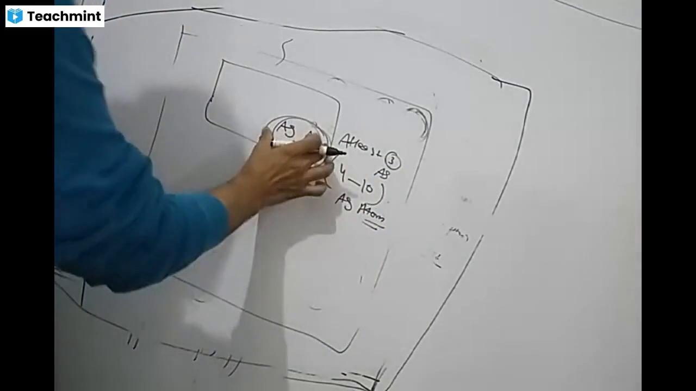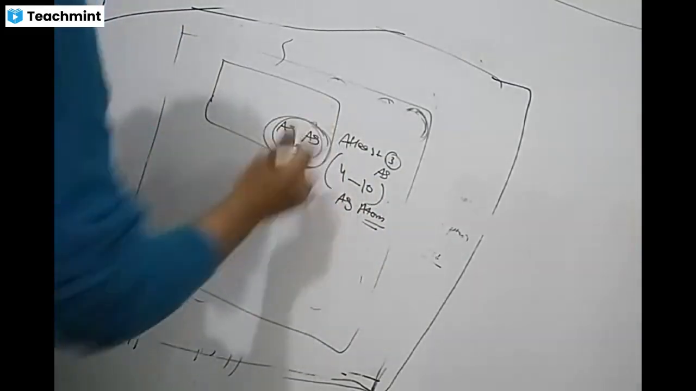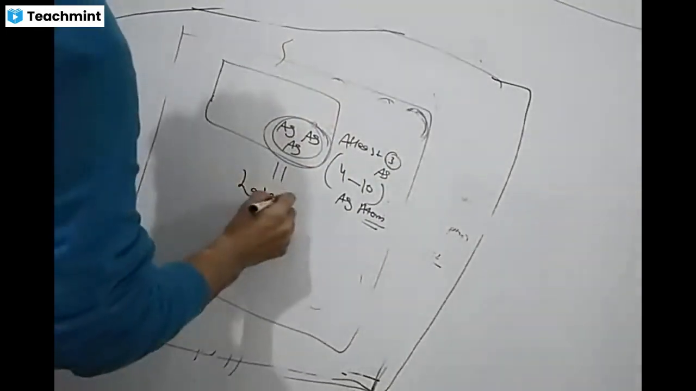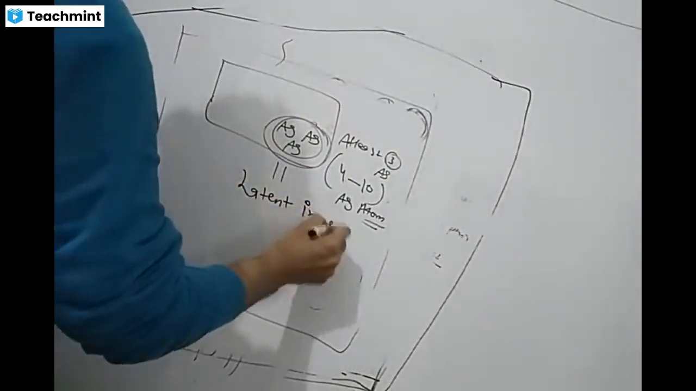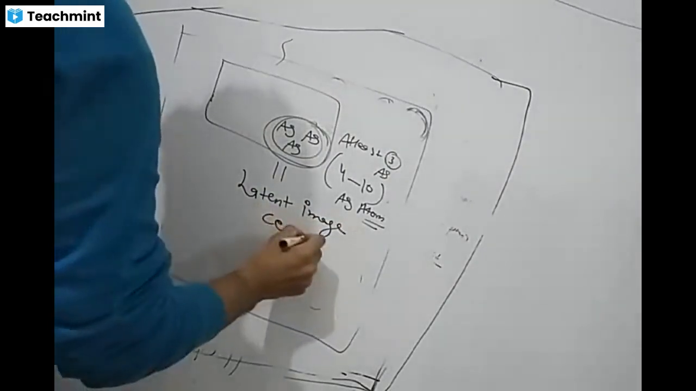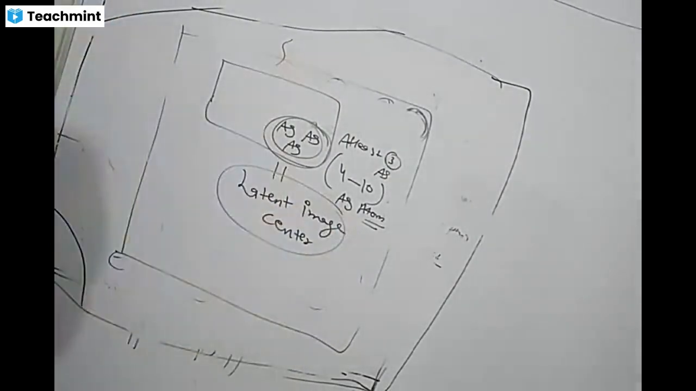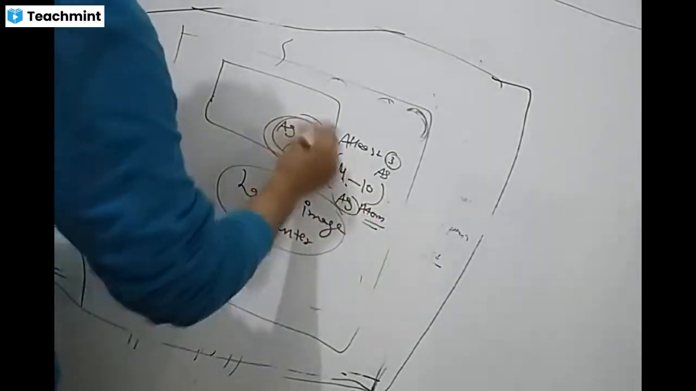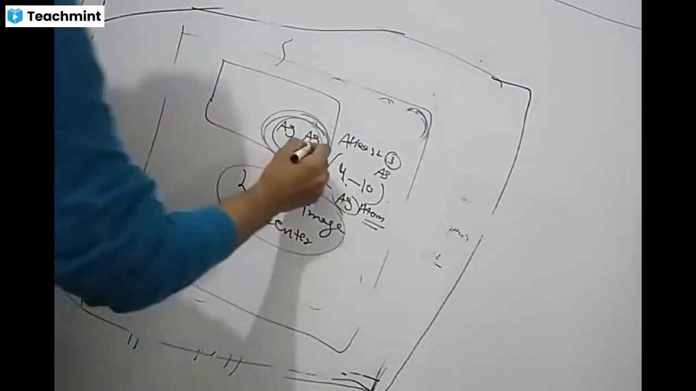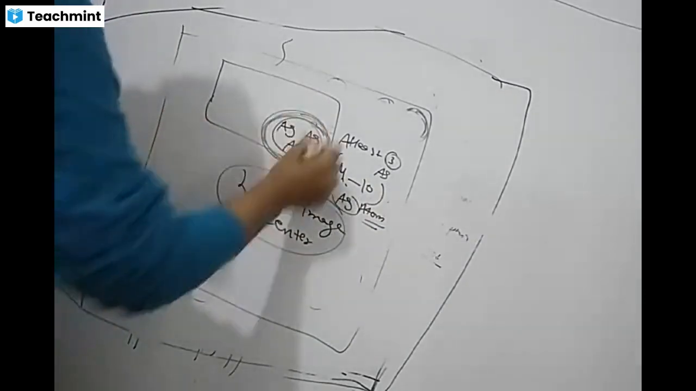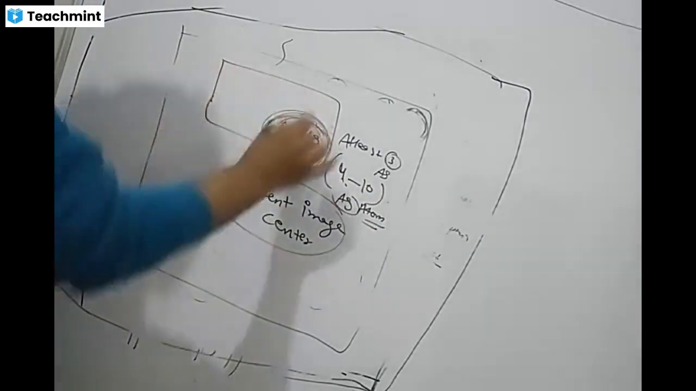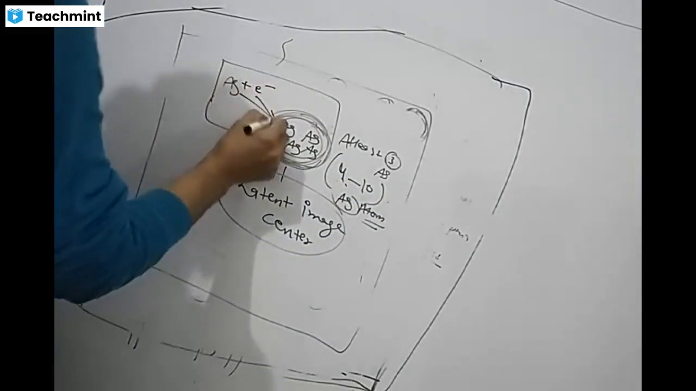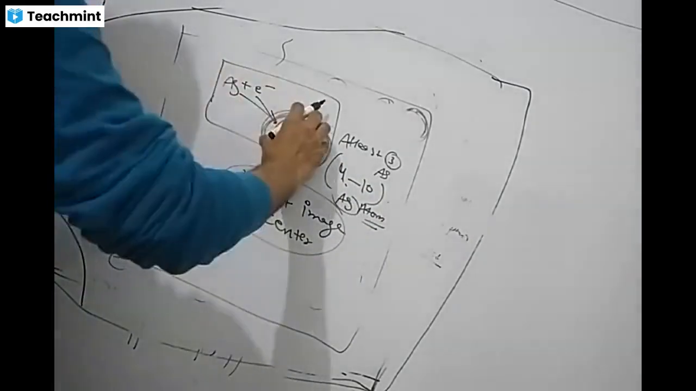So this small part is no longer called a sensitivity center. It is called the latent image center, because of the collection of 4 to 10 silver atoms. Suppose there are 4 silver atoms collected at this point. Why are they collected? Because they are reduced with the help of electrons. Now they are collected.